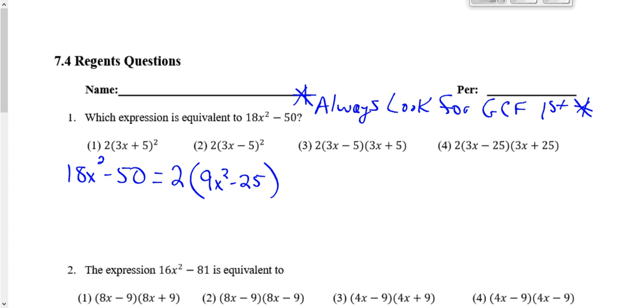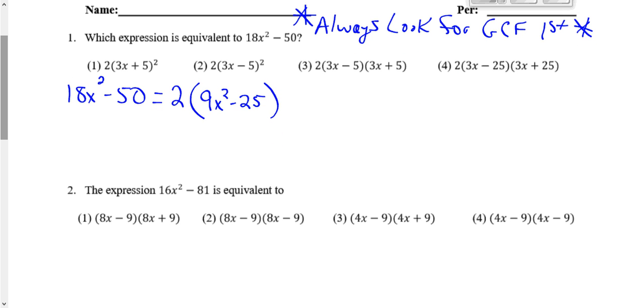Number 3. Right? So, this would actually be 2 times what? 3x plus 5 times x minus 5. A plus b times a minus b. So which choice? Choice 3. But see what they do to you sometimes there? Some of you kids will forget to take the square root of 25 or something like that. Okay?